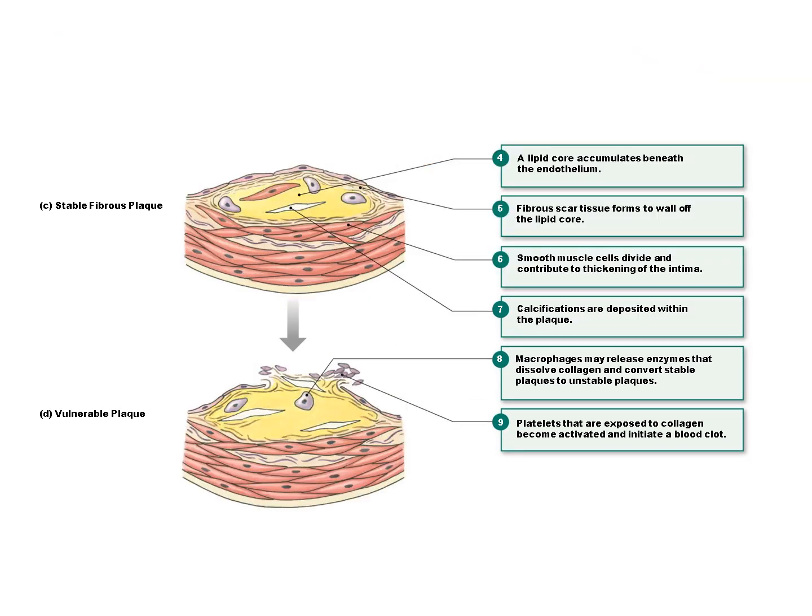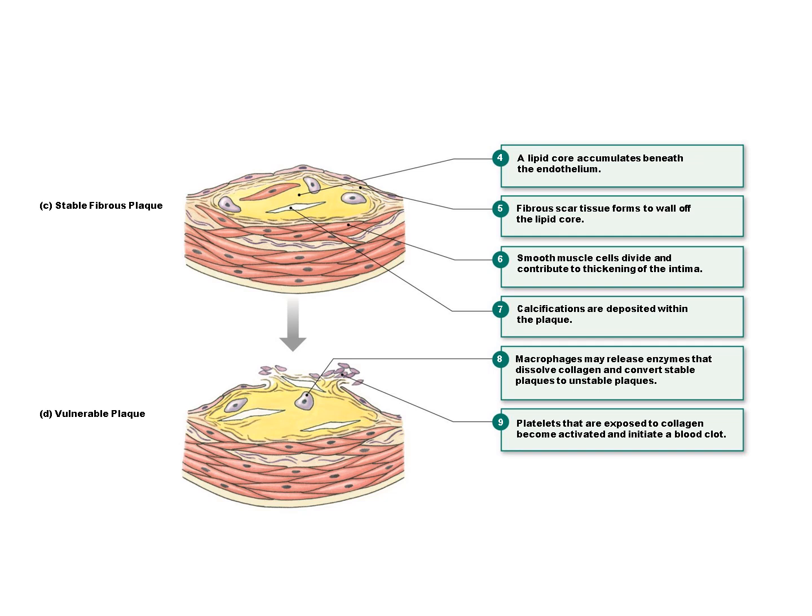Atherosclerosis progresses over time, with plaques developing inside the arteries, leading to potential cardiovascular complications. This diagram illustrates the transition from a stable fibrous plaque to a vulnerable plaque, which increases the risk of serious events such as heart attacks and strokes. In the stable fibrous plaque stage, a lipid core accumulates beneath the endothelial layer of the artery.